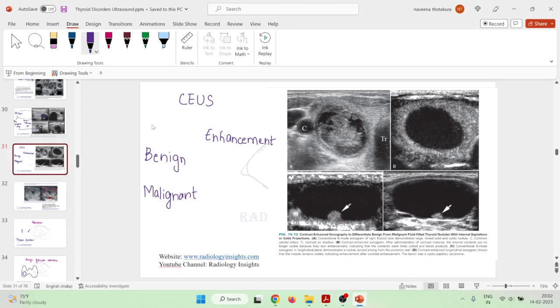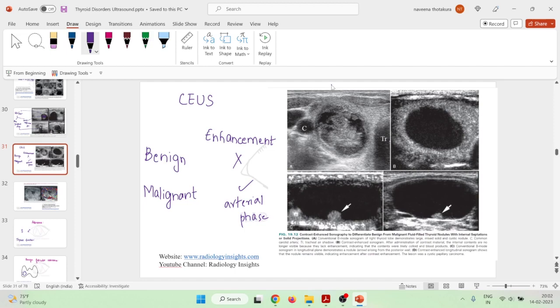Then, in order to differentiate between benign and malignant, one more important thing is contrast enhanced ultrasonography. In contrast enhanced ultrasonography, benign lesions will not show any enhancement, whereas malignant lesions will show intense enhancement in the arterial phase. So you will see enhancement in the arterial phase in malignant lesions. If you see an example, this is the one seen here. This is a mixed solid to cystic lesion, right?